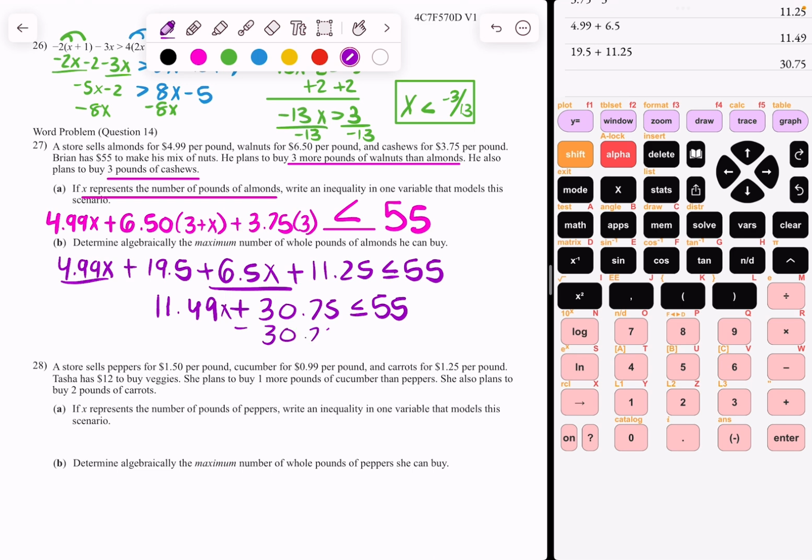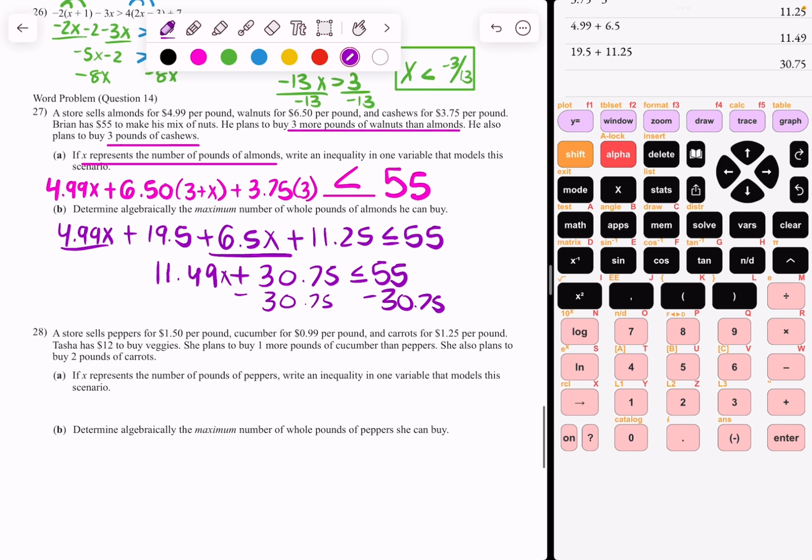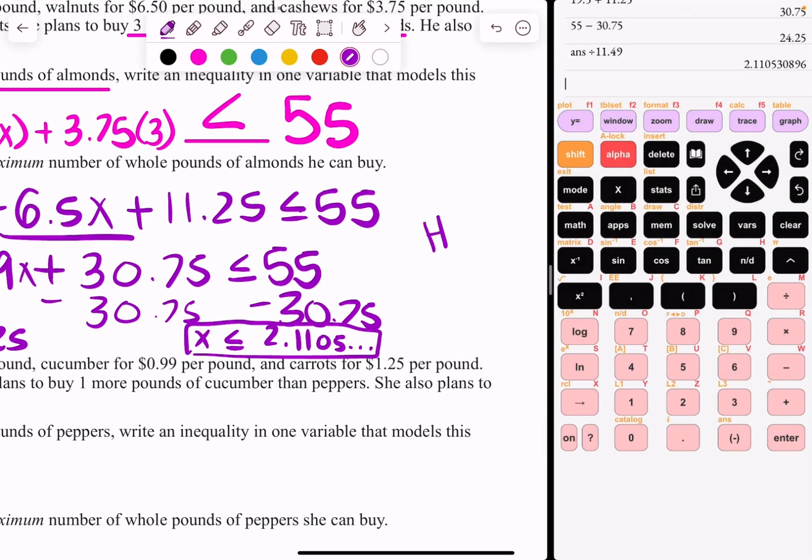Let's subtract out the 30.75, which he's definitely going to be spending. So then we have 11.49X is less than or equal to 24.25. Divide by 11.49 and we get X is less than or equal to 2.1105... He cannot, well, technically you can buy decimal numbers of pounds of almonds, but they want to know the maximum number of whole pounds of almonds he could buy, which would be 2. So he can buy up to 2 whole pounds. Because he can't buy 3, because then he won't have enough money.